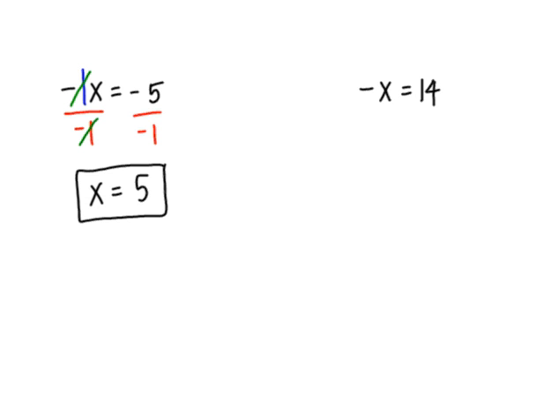The other problem you see here is negative x equals 14. Remember that's represented to be a negative 1x. To solve this out, I'm going to divide by negative 1 on the left and divide by negative 1 on the right. A negative 1 in the top and a negative 1 in the bottom would leave me with an x remaining.